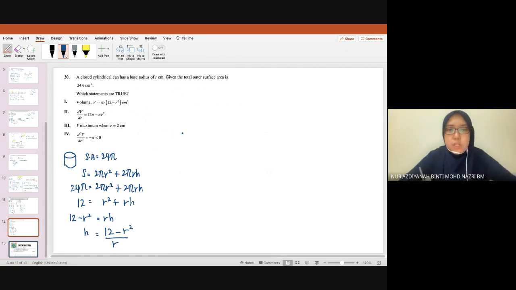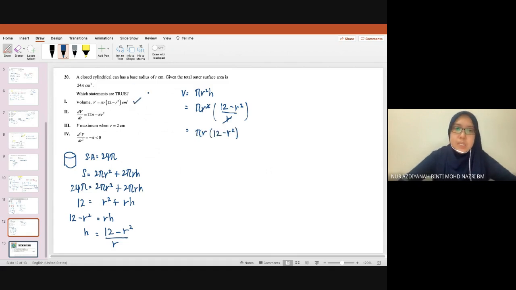Okay, so for the volume, volume untuk silinder is pi r square H. So kalau kita gantikan nilai H ni, adakah kita akan dapat statement yang dalam soalan ni? Pi r square darab dengan 12 minus r square over r. So r kat sini simplify, kita dapat pi r and then 12 minus r squared. So statement number 1 is correct. Okay, is true. And then dia buat statement pasal dv dr pula.